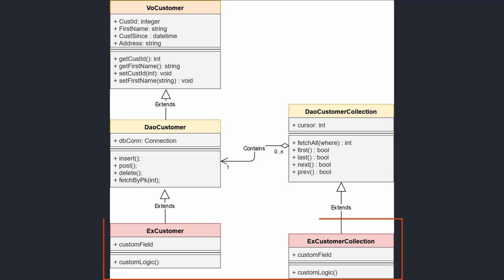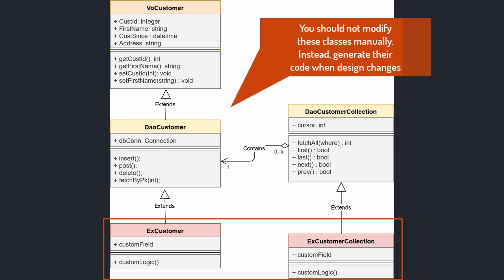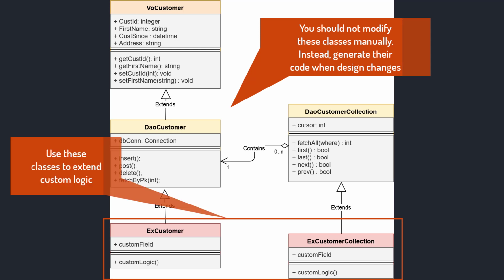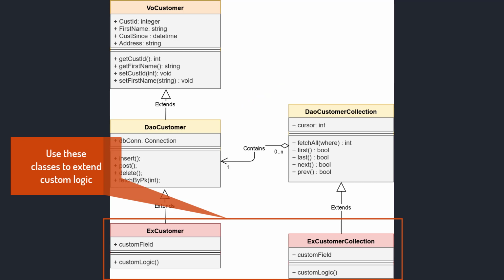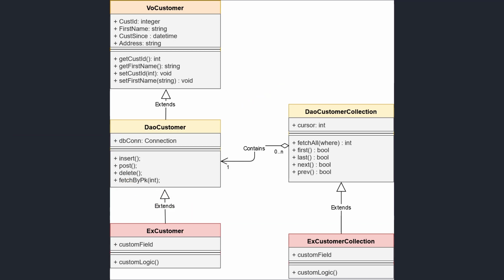Finally, there are 2 classes which are an extended version of DAO customer and DAO customer collection. These are empty classes, and you should use these to instantiate objects in your code. The objective here is that you never modify either the value object or the two data access object classes manually. Any modification containing additional logic must be made to the extended versions. This way, if your database design changes, you use the tool to recreate the value object and data access object classes, but not the extended versions.